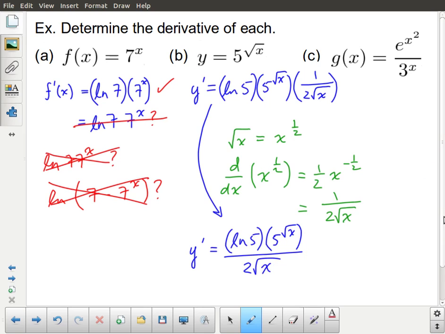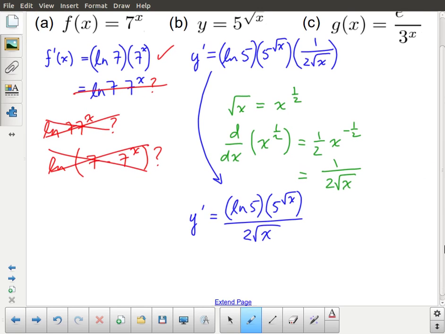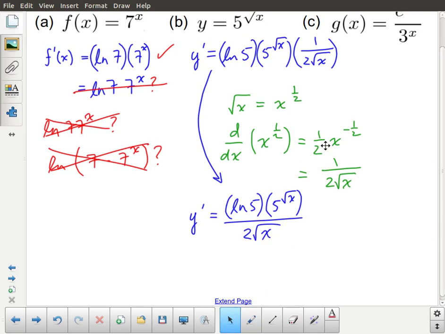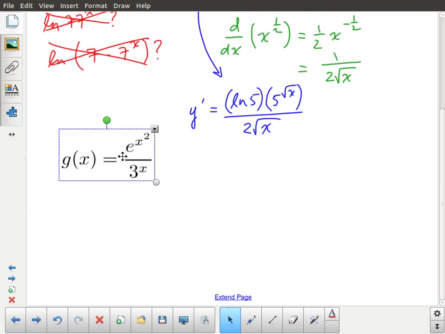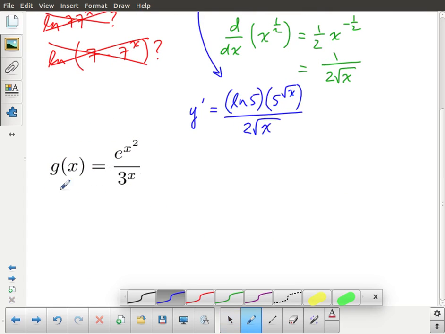And finally, we've got that third one, which I think I will just take a copy of over here. Actually, you know what? I'm just going to drag it down here, and then I'll work from here. And so I end up with, now this one's going to be a quotient rule.